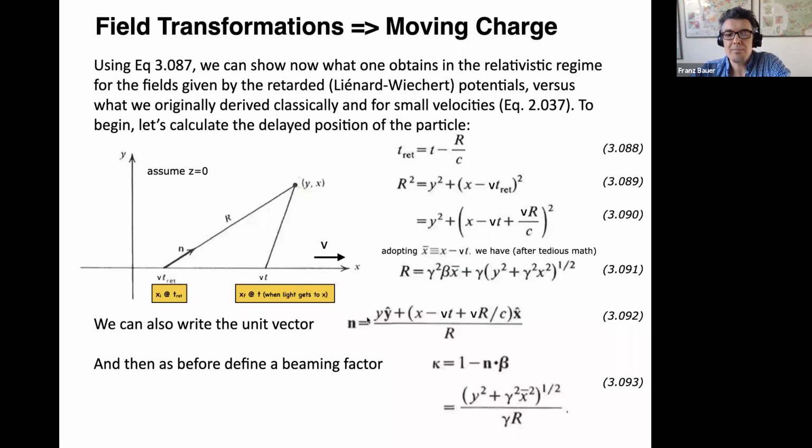We also have the beaming factor, which we had before, defined as 1 minus this unit vector dotted with the velocity. Now that the unit vector looks like this, if we do this product, the beaming factor ends up looking something like this. It has a factor of gamma in here, but this will cancel out depending on how strong this is versus this.